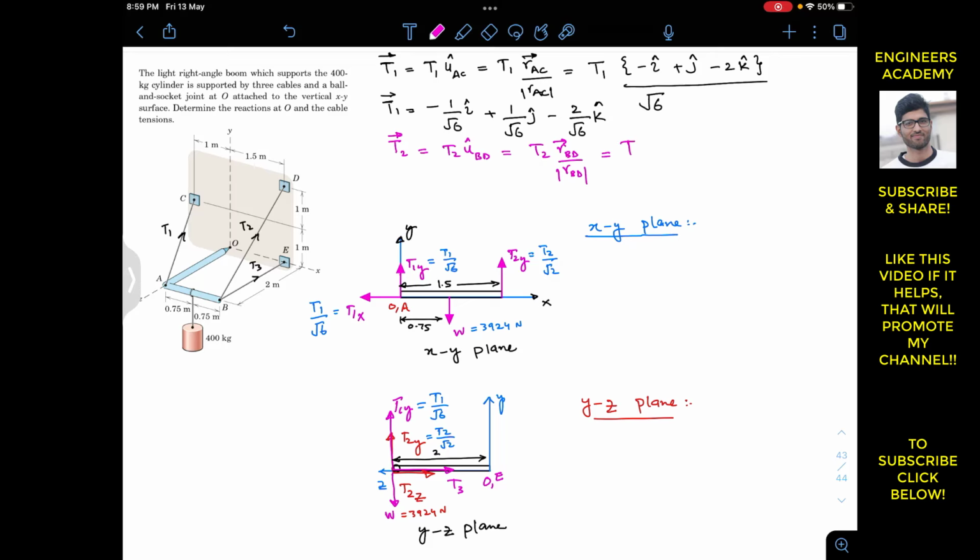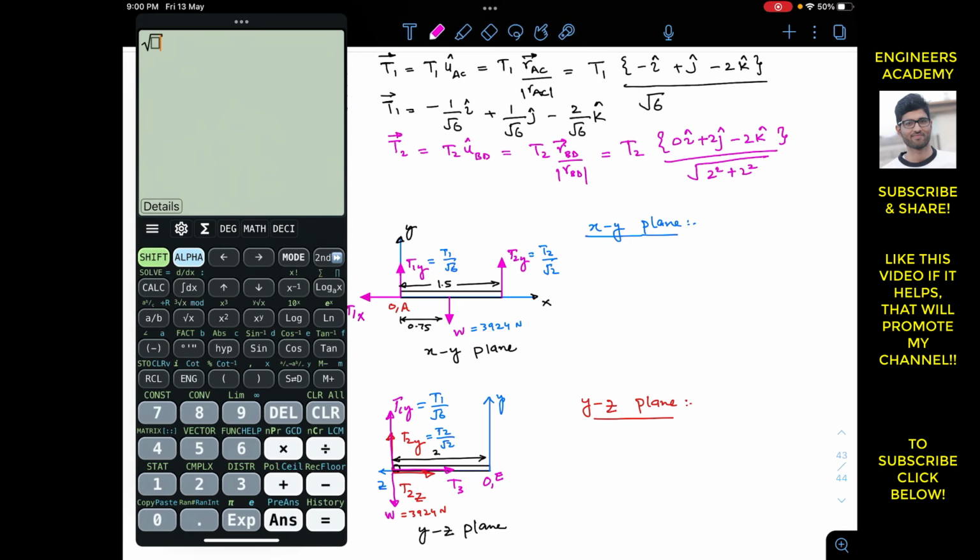So in the negative Z, that is in the negative K, we need to move 2 meters. So this is -2K, and then from here we need to travel this 2 meters in the positive Y direction. So I will write +2J, and there is no need to travel along the X axis to reach that point D, so I will write 0I, and now the magnitude will be 2 square plus 2 square. So this gives us 2 square root 2.